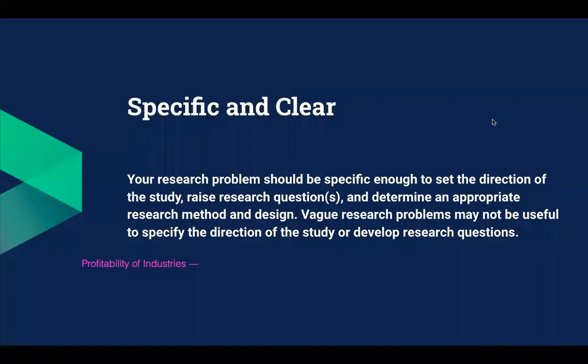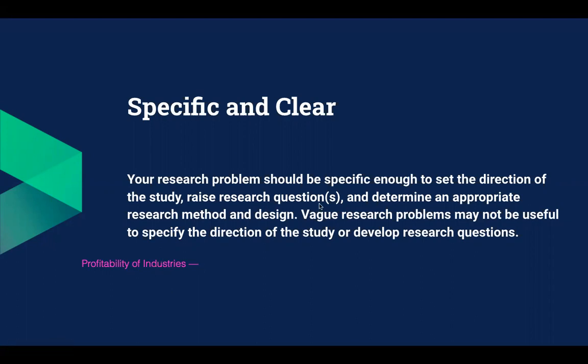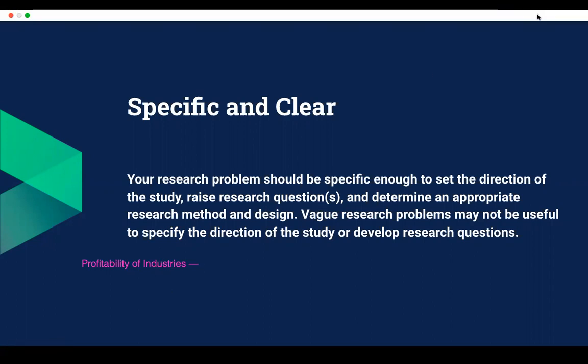I repeat, when I choose a research problem, it has to be specific and clear. It has to be timely. It has to be novel, right? We said all these things. Now I am going to research, and this is the title, Profitability of Industries. I want you to tell me if the topic is specific and clear.